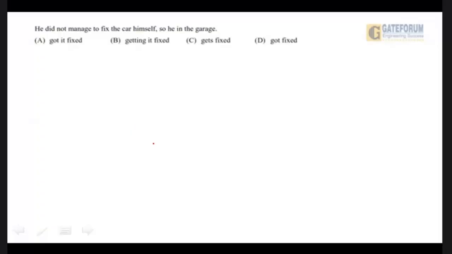So this is mechanical engineering general ability. First question. He did not manage to fix the car himself. So he dash in the garage. I mean, there must be a underline here. Okay. So he dash in the garage. The dash is missing. Okay. Come on.